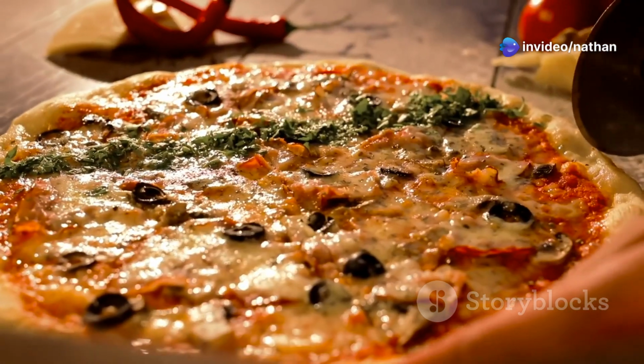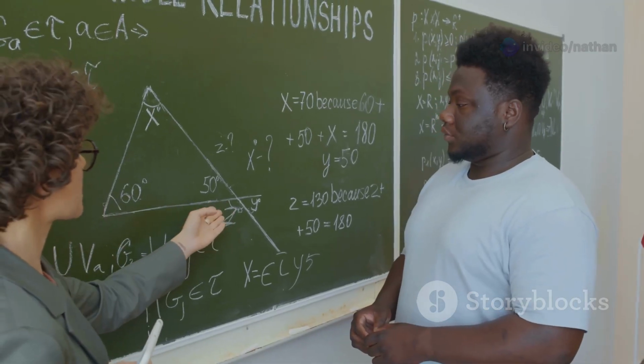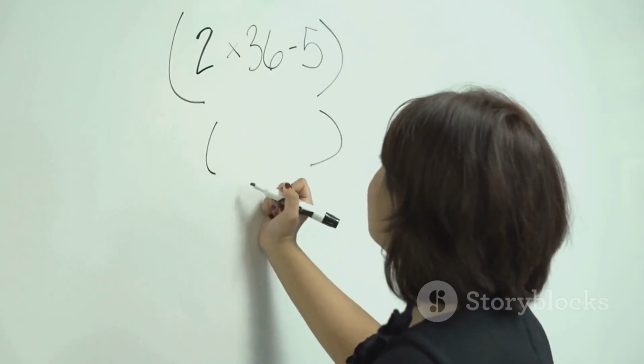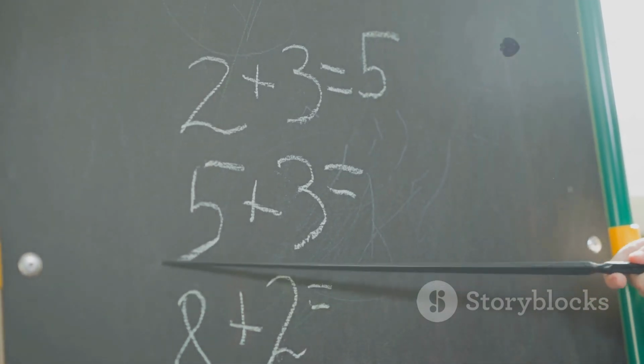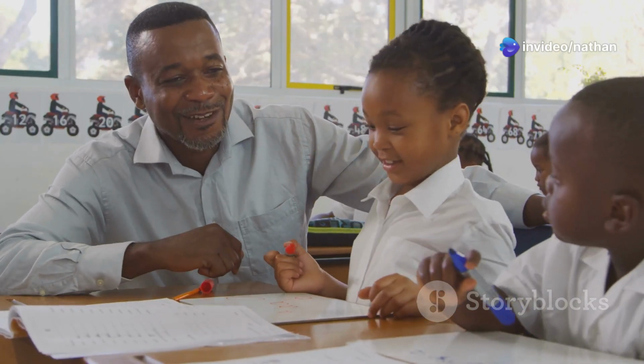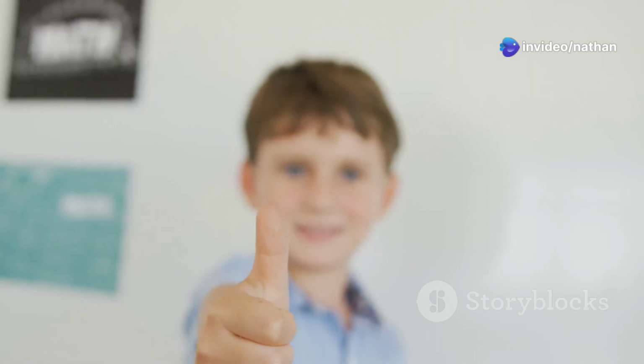Next, how do we add fractions? First, make sure the denominators are the same. If they're not, you'll need to find a common denominator. Let's add 1/4 and 1/2. Convert 1/2 to 2/4. Now you have 1/4 plus 2/4, which equals 3/4. Easy peasy.